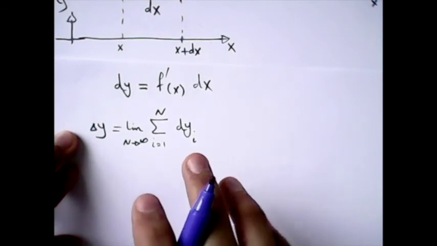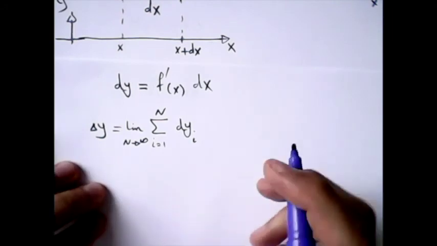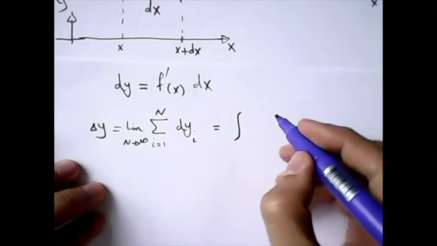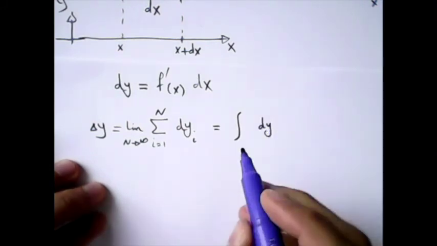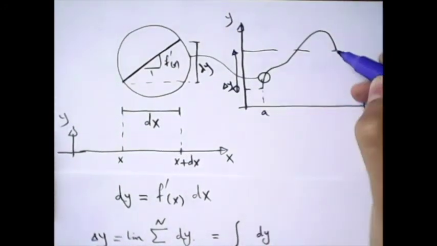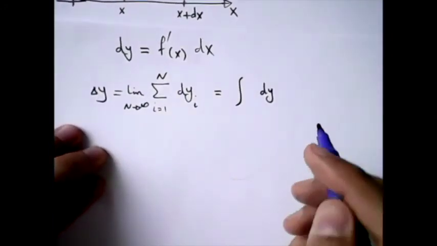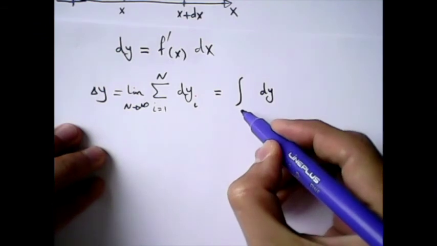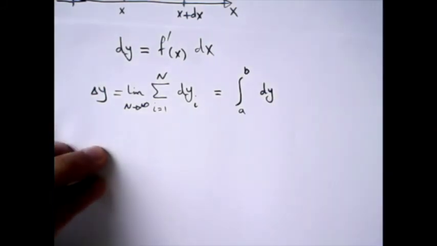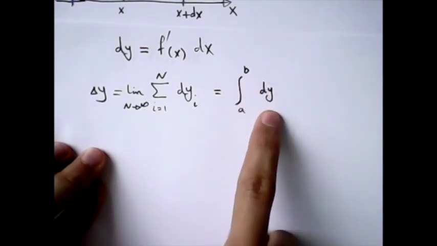You probably are familiar with this formula here. This is by definition the integral. This is the integral of dy as we go from one point to the other. Our mountain started from a and went all the way to b. So you could name the range of this integral as starting from a and going all the way to b. So we have delta y equals the integral from a to b of dy.